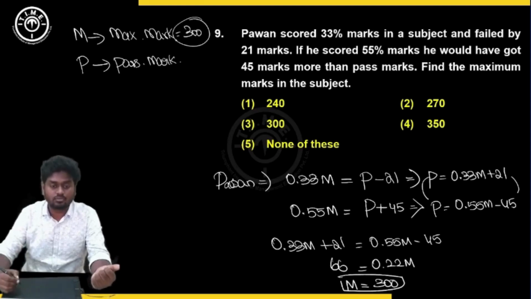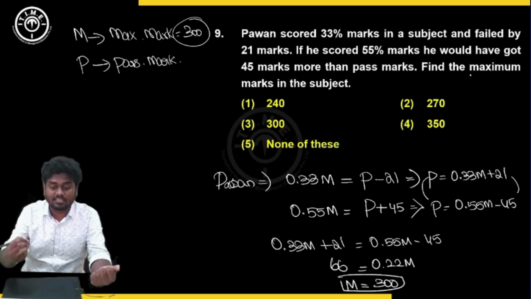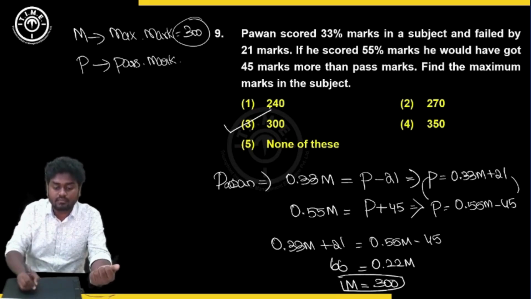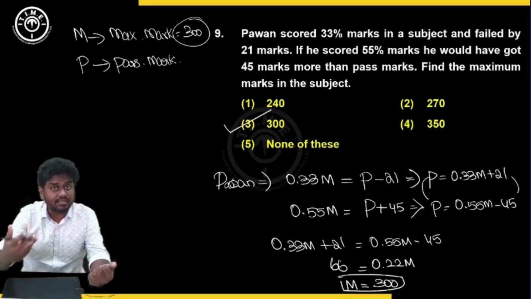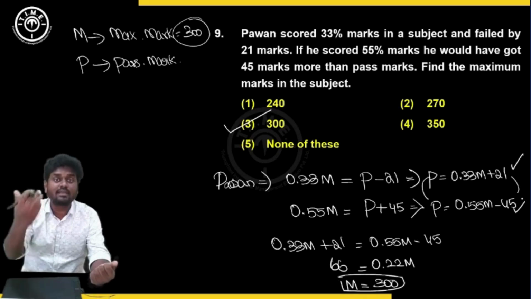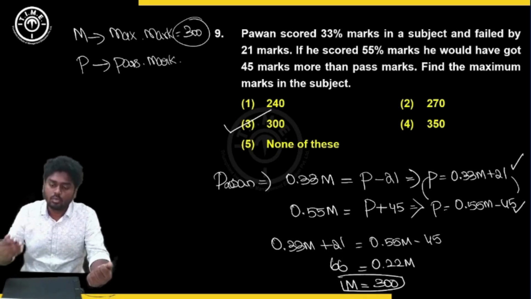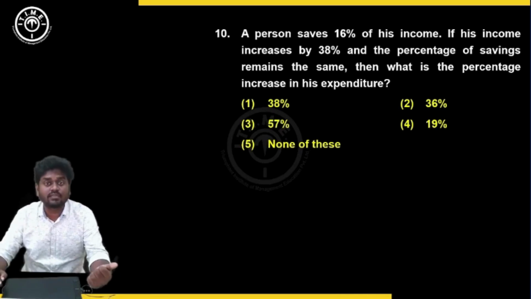We have found the maximum mark. After finding the maximum mark, what are they asking us? Yes, obviously they are asking the maximum mark only, so that will be option 3. Maximum mark in the exam is 300. Okay, so from this, how can we solve for the pass mark? We already have two equations here. If you substitute the value of m in either one of these two, you will get the pass mark. Right? So we'll go to the last question for today's class.